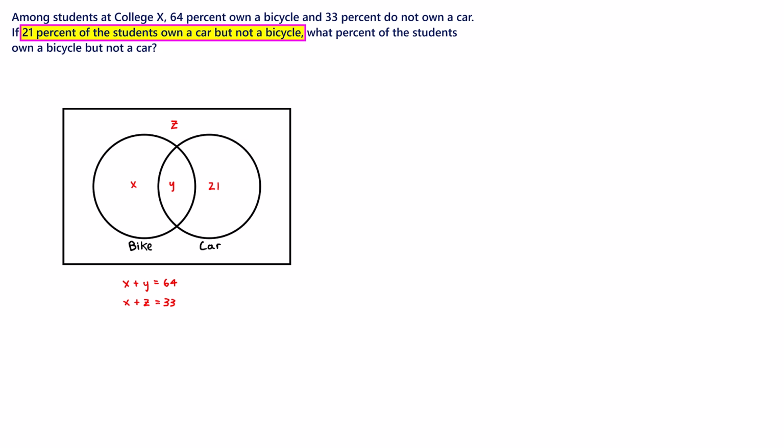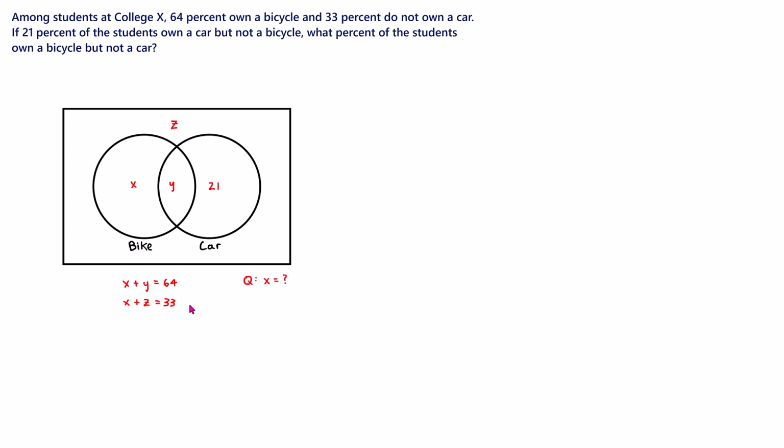And finally, the question is asking what percent of the students own a bicycle but not a car? This is referring to the students in zone X who are inside the bike circle but outside the car circle. So we can note down our question as X equals question mark. It looks like it's going to be hard to find X because we have 3 variables and only 2 equations.